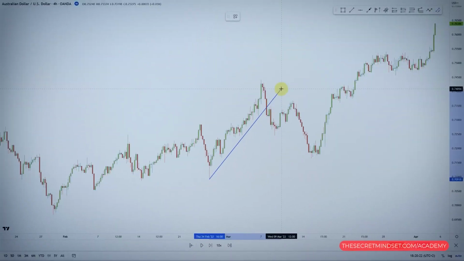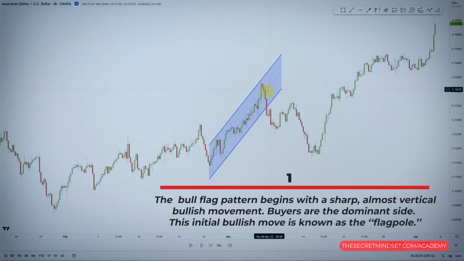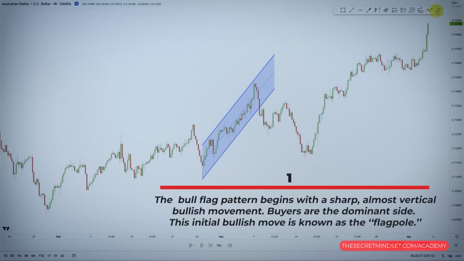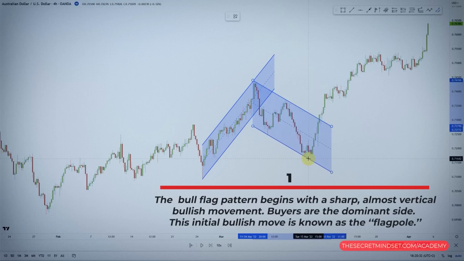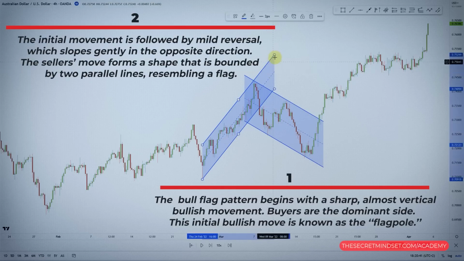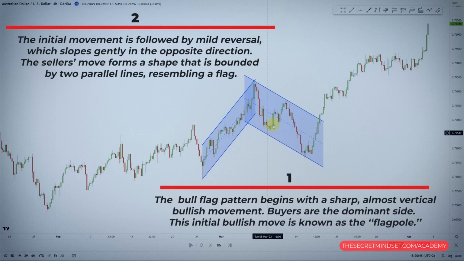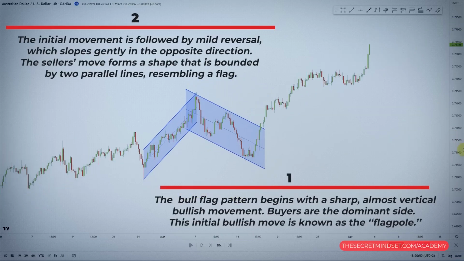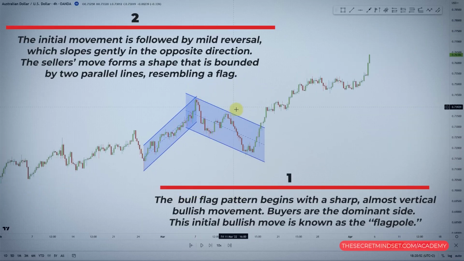A bull flag pattern begins with a sharp, almost vertical bullish movement. This move indicates that the buyers are the dominant side. This initial bullish move is known as the flagpole. This initial movement is followed by a mild reversal, which slopes gently in the opposite direction. This second move indicates that the sellers are unable to show a similar response. The sellers' move forms a shape that is bounded by two parallel lines, resembling a flag.